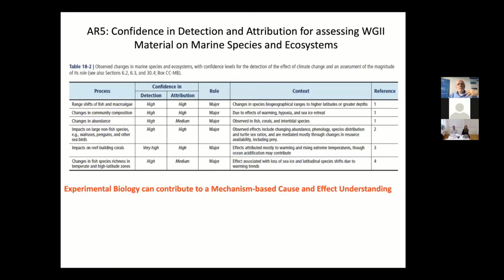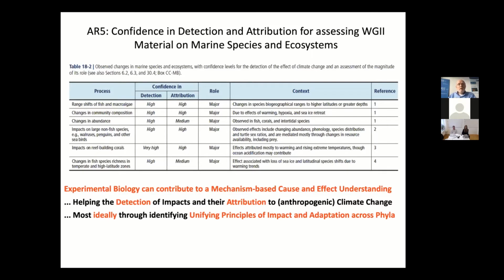Concerning range shifts and changes in community composition, there is a confidence attributed to detection, then to attribution, and whether the process indicated has a major role. And by contributing to a mechanism-based cause and effect understanding, we can enhance confidence in our statements, helping the detection of impacts and their attribution to climate change, most ideally by identifying unifying principles of impact and adaptation across phyla. And we make an effort to build consensus on those insights by drawing together multiple lines of evidence, including beyond experimental. And this is something which not many experimenters really do, put their findings into a wider context.